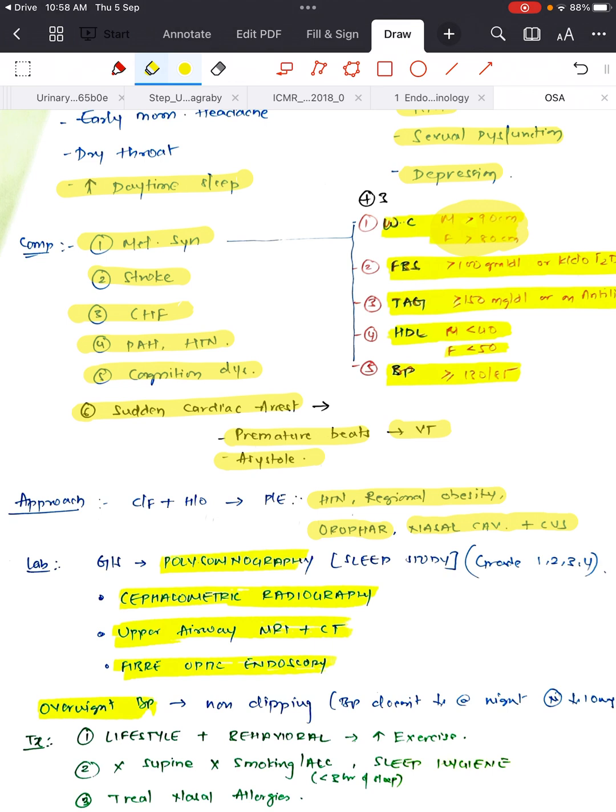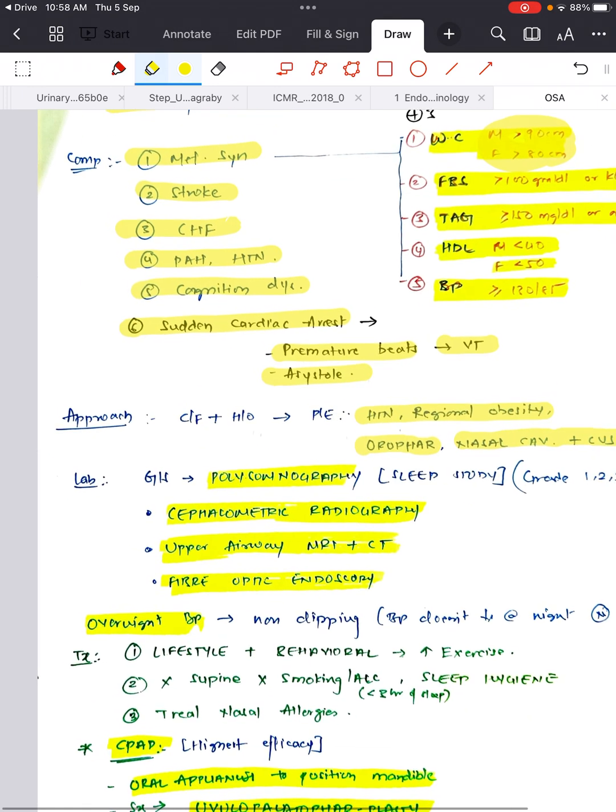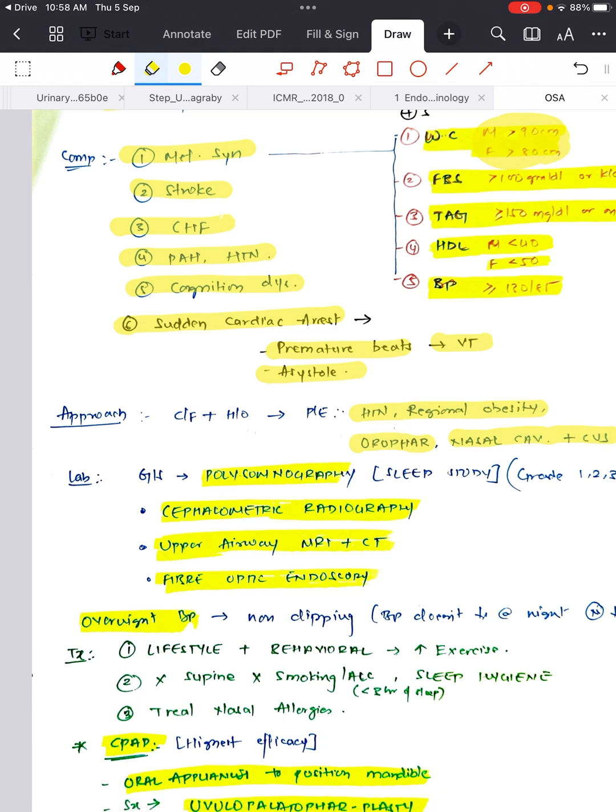Grade 2 is at home. Grade 3 is fewer parameters. Grade 4 is 3 or 4 parameters only, the saturation probe and heart rate, and only this. Other than that, cephalometric radiography, upper airway MRI or CT to see any organic causes, fiber optic endoscopy, etc.